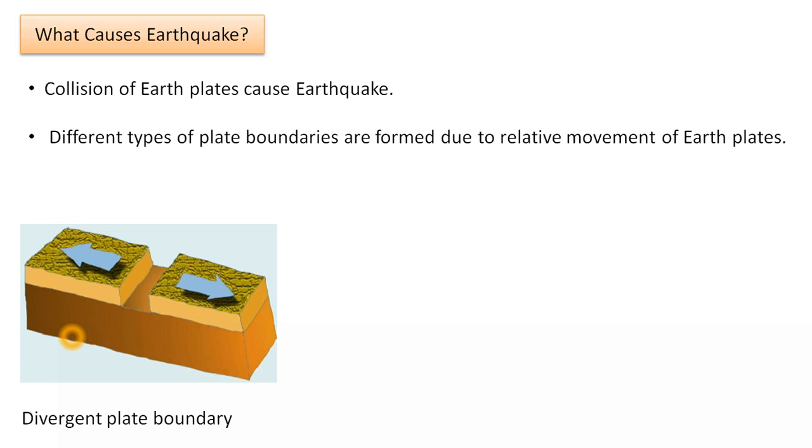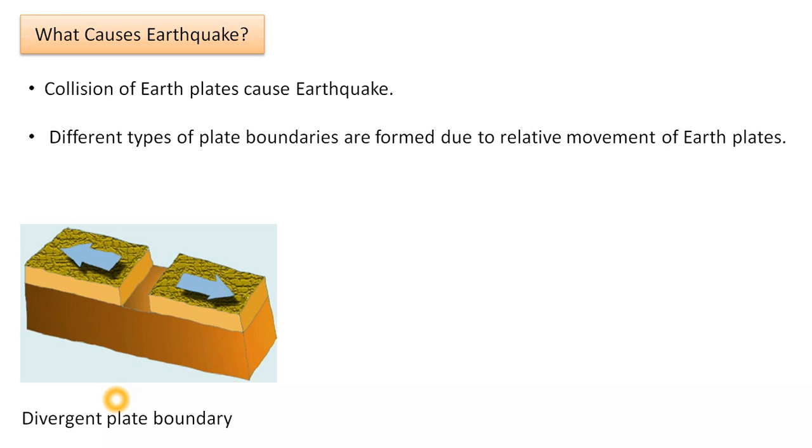So in this case, what will happen when two plates are spreading out? This can lead to the formation of a new ocean basin. The space that is created between these two plates can lead to the formation of a new ocean basin, and this basin can expand and finally the plate area can increase, resulting in shallow earthquakes. Not very deep, but shallow earthquakes can happen as a result of divergent plate boundary.